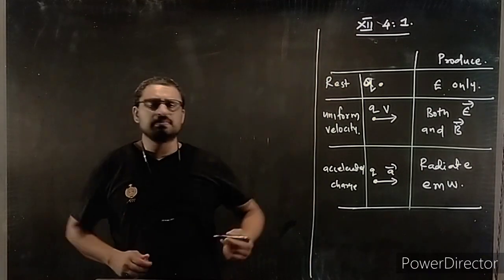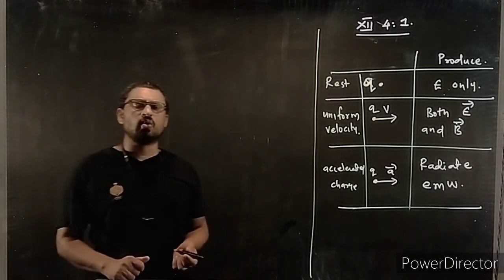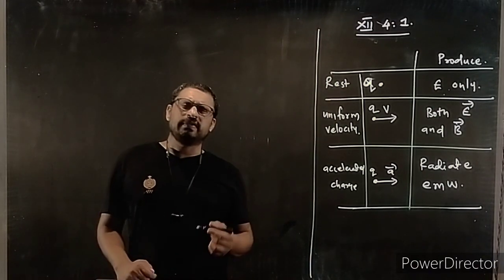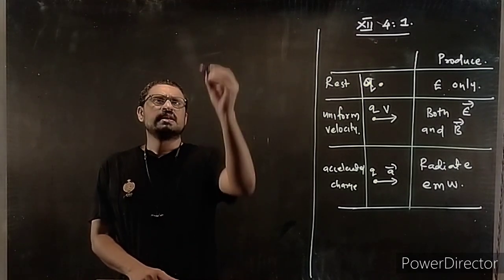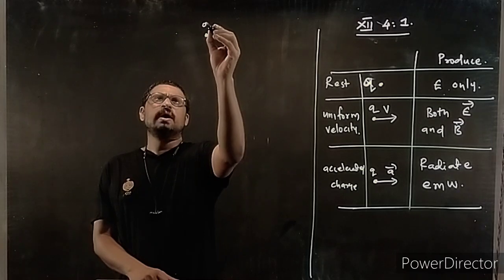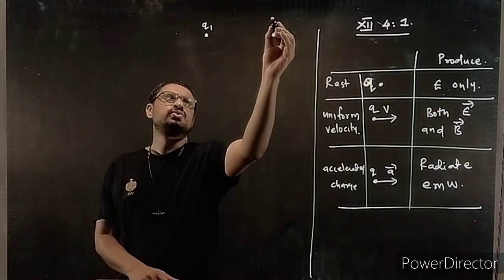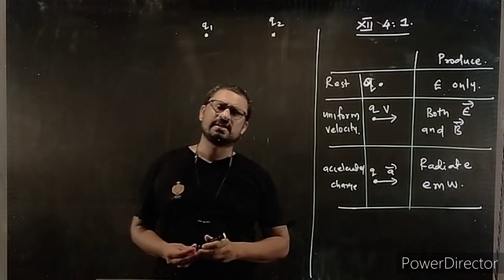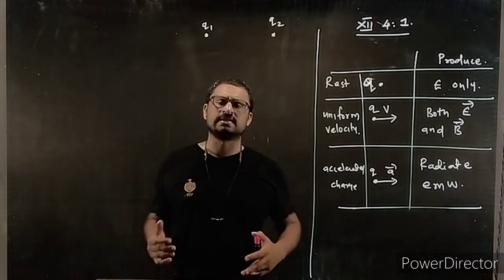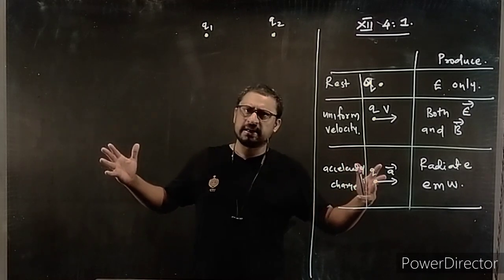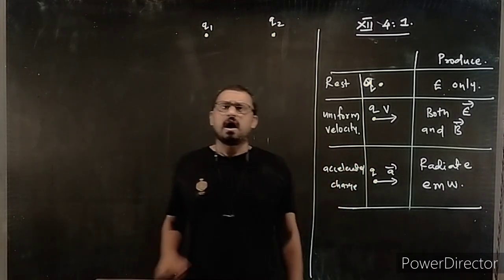Now, before I say anything more, I will recap something that we studied in the previous classes. Suppose you have a charge Q1 and you place another charge Q2 near to it, charges at rest. There is a force happening in between. If they are identical charges, they will be repelling each other, right? How? That's a question. How?